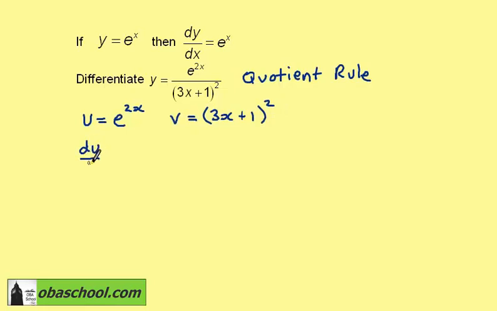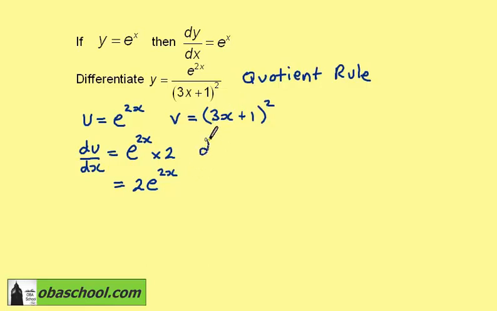We need du dx. Using the chain rule, differentiate e to the 2x as if 2x is just x, so we get e to the 2x, and multiply by the differential of 2x, which is 2. Tidying, this gives me 2e to the 2x.